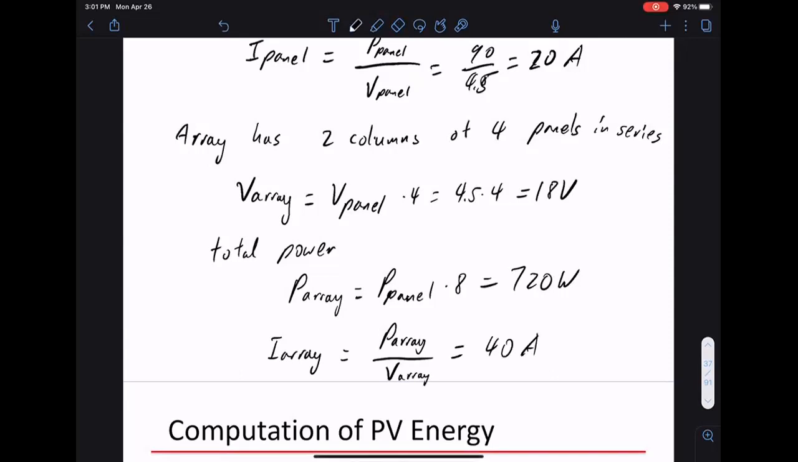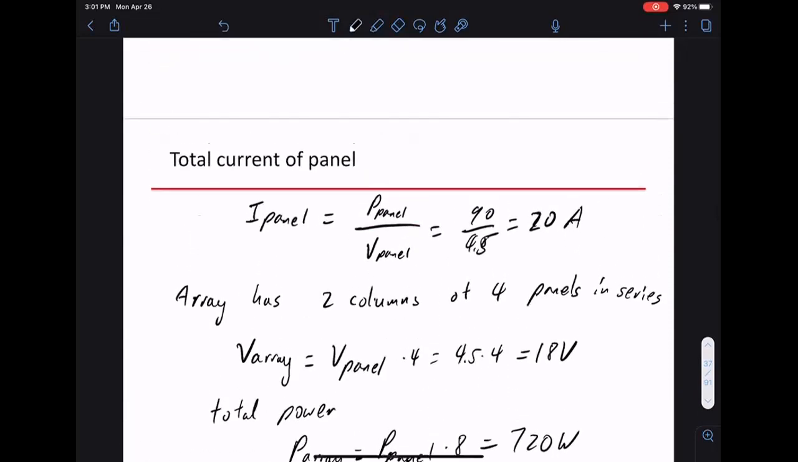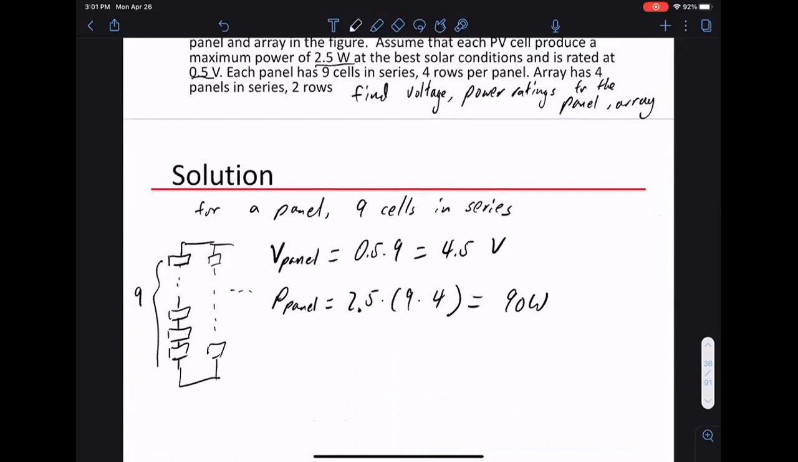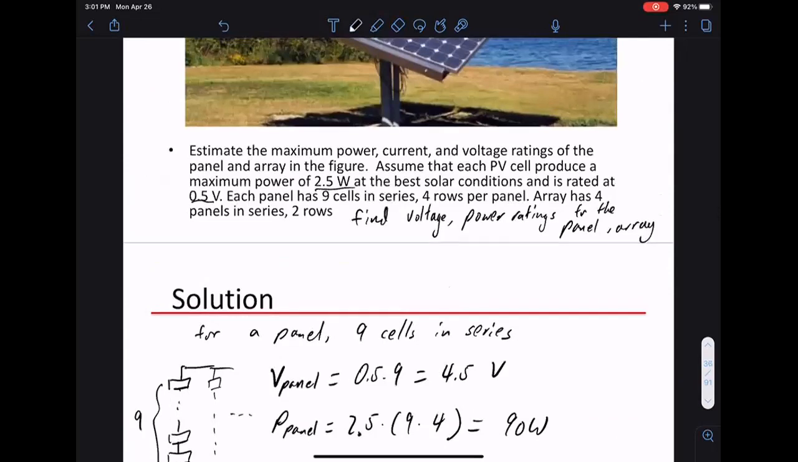$40 amps. Okay, sorry. So this is what happens when you stack things. Any questions about this? Professor, can I ask a question? Yeah, go ahead. Could you please scroll up a little bit? Where does the 2.5 in the panel come from? Oh, watts, right? Each one of them produces 2.5 watts. 2.5 watts. I see. Thank you. Any other questions?